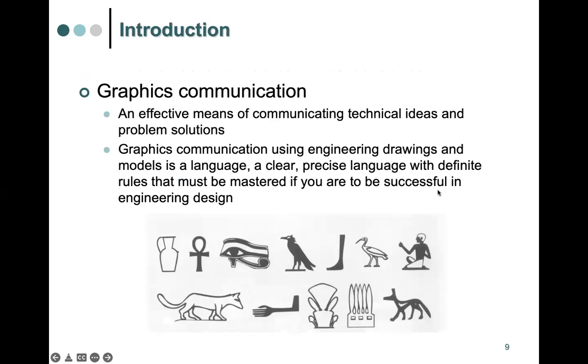Okay. So this is an example of graphic communication. It is a means of communicating technical ideas and problem solutions, and of course historians also use it. For example, for Egyptian history, they try to interpret the communication using what is written here. So graphic communication, using engineering drawings and models, is a language, a clear and precise language with definite rules that must be mastered if you are to be successful in engineering design.